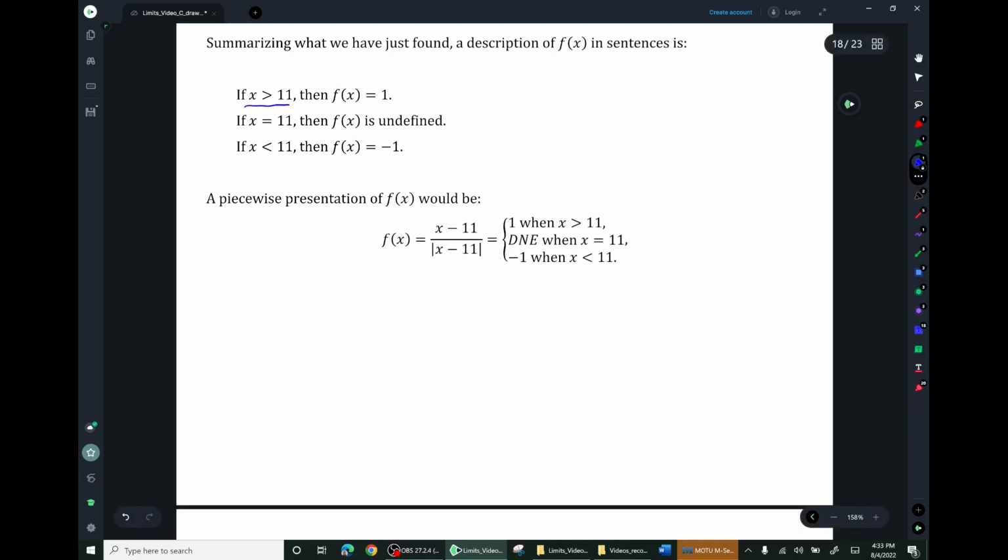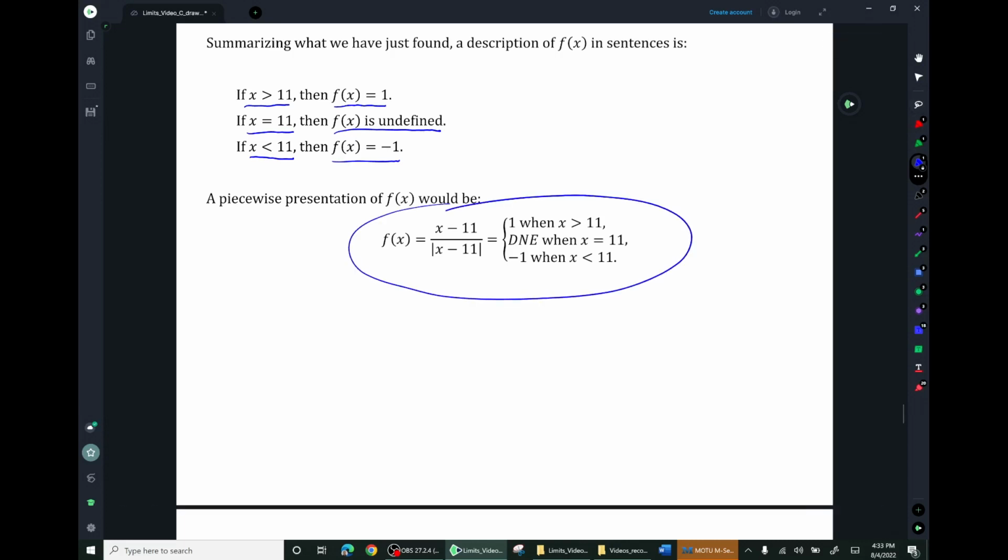If x is greater than 11, then f of x equals the number 1. If x equals 11, then f of x is undefined. If x is less than 11, then f of x equals negative 1. Well, those three sentences can be sort of condensed into this symbolic expression.